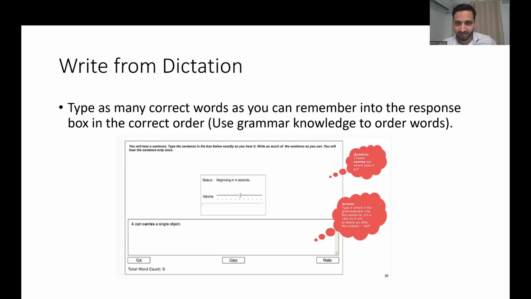Type it where it fits grammatically into the sentence. It's a verb, so it will probably go after the subject, card, right? So this is how you use your grammatical knowledge. If you can't remember, you should do at least 100 of read aloud and write from dictation practice. And if you can do 100 of these, write from dictation, read aloud, repeat sentence, then you will be in a good position to do very, very well.